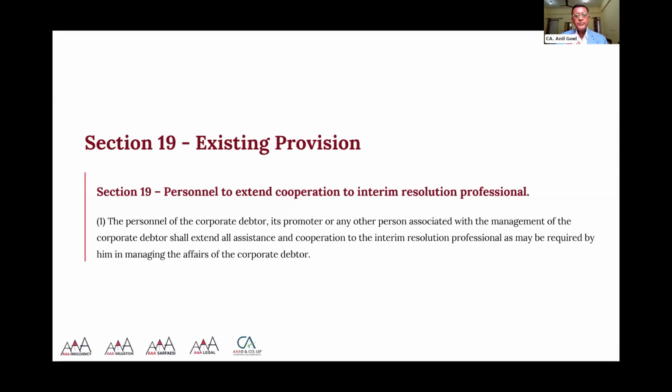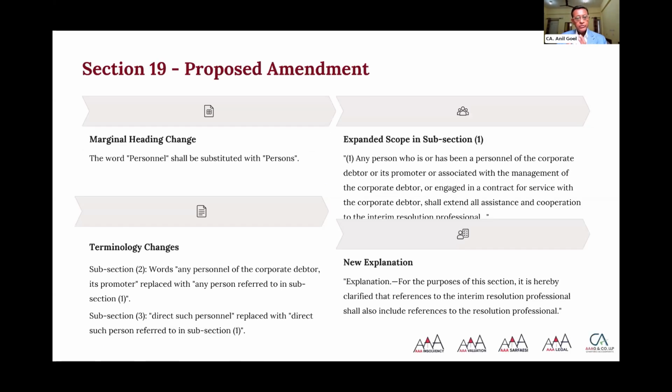The personnel of the corporate debtor, its promoters, or any other person associated with the management of the corporate debtor shall extend all assistance and cooperation to the IRP as may be required by him in managing the affairs of the corporate debtor. Now, the change is basically a marginal heading change. Instead of personnel, it is replaced with persons. Personnel can only be considered as the KMPs or anyone who was an employee of the corporate debtor. But now this has been expanded to persons.